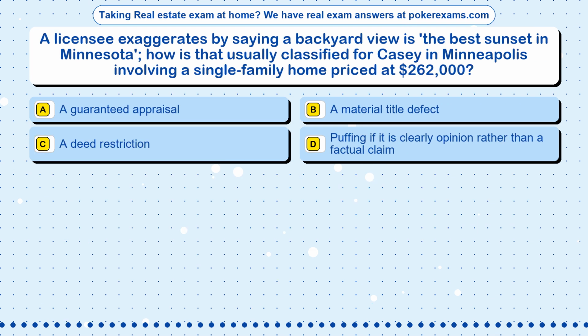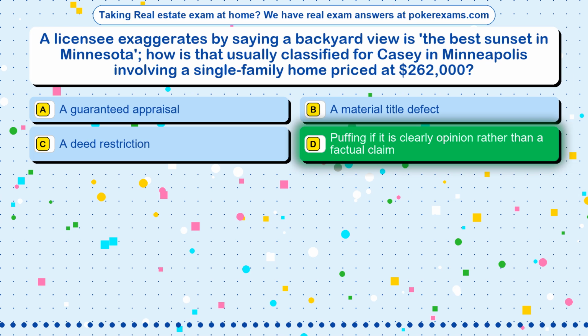Question 88. A licensee exaggerates by saying a backyard view is the best sunset in Minnesota. How is that usually classified for Casey in Minneapolis involving a single-family home priced at $262,000? Option A, a guaranteed appraisal. Option B, a material title defect. Option C, a deed restriction. Option D, puffing if it is clearly opinion rather than a factual claim.